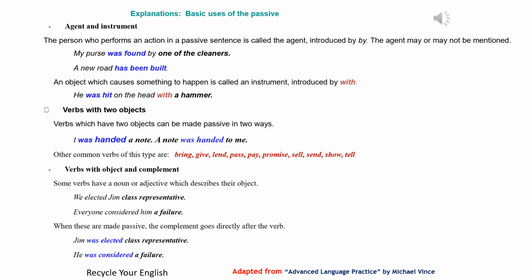An object which causes something to happen is called an instrument, introduced by "with". He was hit on the head with a hammer.